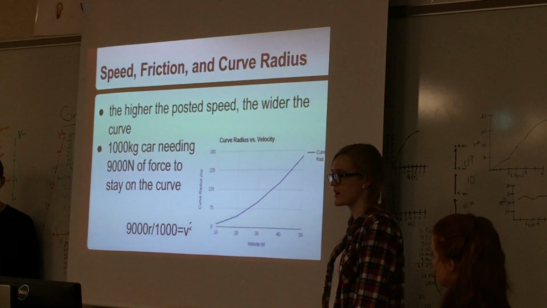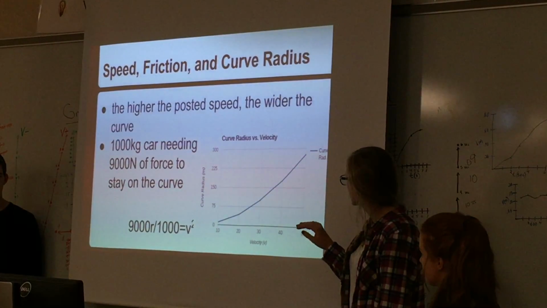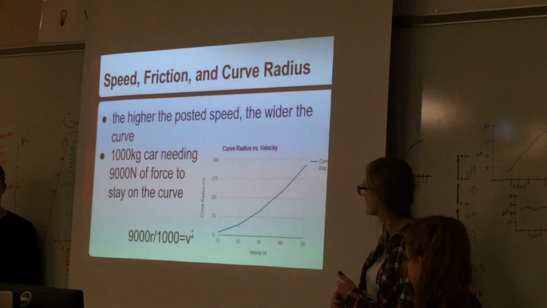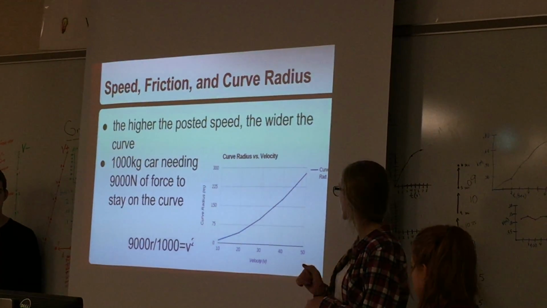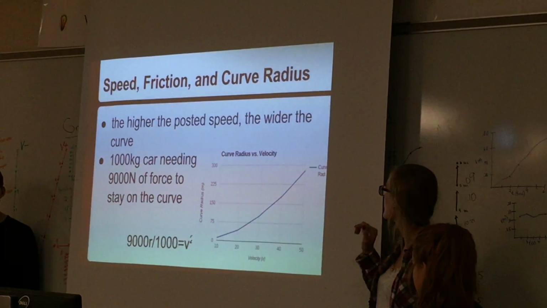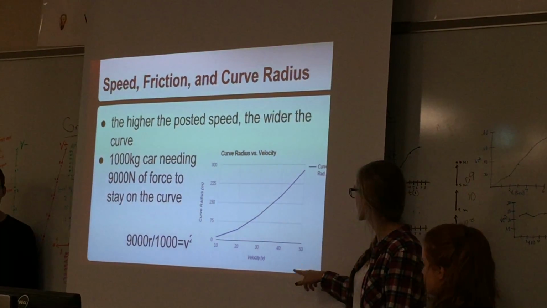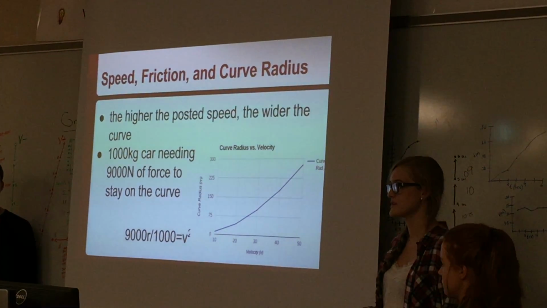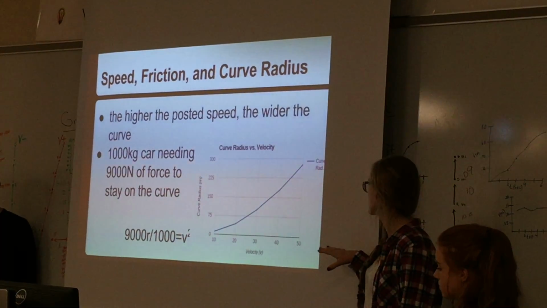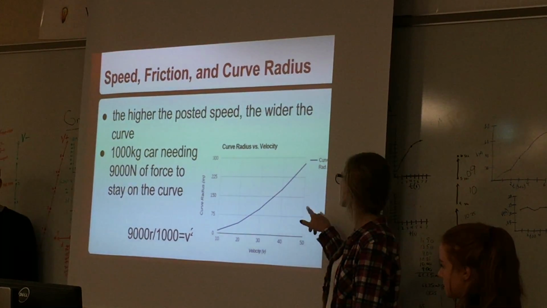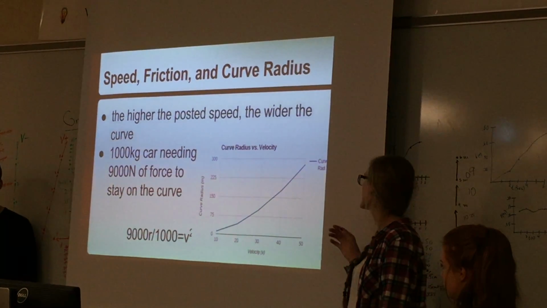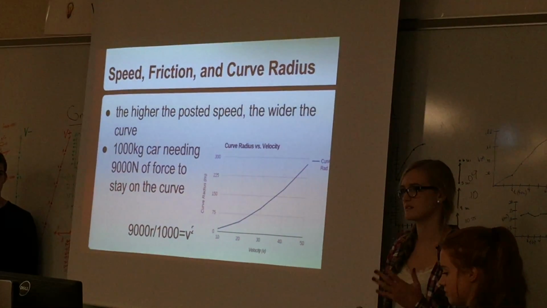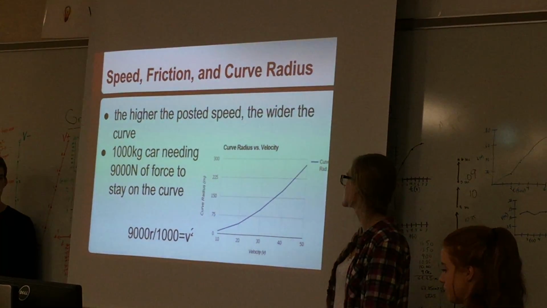Lastly, the radius versus the velocity. This is showing a car needing 9,000 newtons of force going around, with the car being 1,000 kilograms. And as the speed increases, the curve radius must increase as well. So this shows how the posted speed limits relate to the curve. If the posted speed limit is 40, the curve can be between 150 to 225 meters in radius. That shows that the speed limits are logical with the curves that they go with.